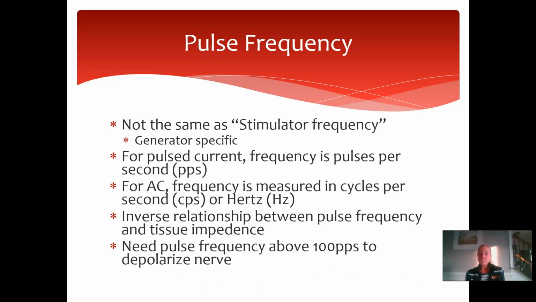So there's an inverse relationship between pulse frequency and tissue impedance. So what that means in regular words is that the higher the pulse frequency, the less resistance it's going to meet going into the tissue. We will get to this, but skin is going to be our primary resistor to E-stim, and so the higher frequency that we use with our E-stim, the easier it's going to be for that stim to get through the skin. We typically need a pulse frequency over 100 pulses per second in order to depolarize a nerve. So if that's our goal of treatment, if we're trying to depolarize nerves, we typically need to use something with a little bit higher frequency.